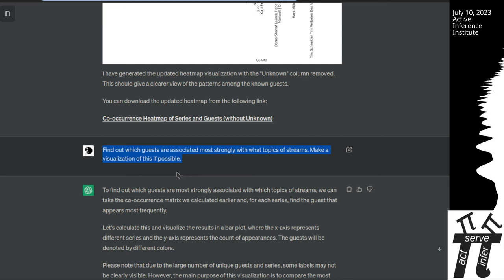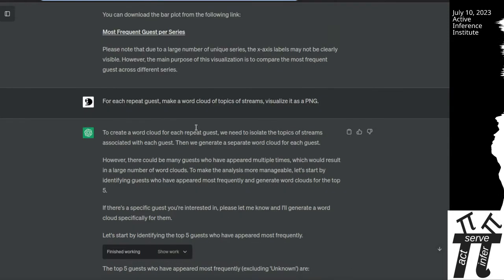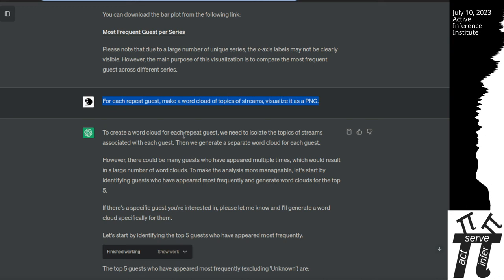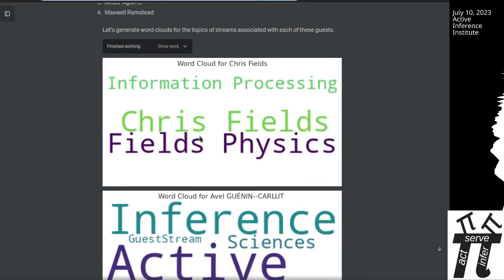I asked about which guests are most strongly associated with which streams, and to provide a visualization. A bar chart was displayed of different guests with colors across by different types of streams. I then asked for a word cloud of the topics of their streams, and the code was provided.